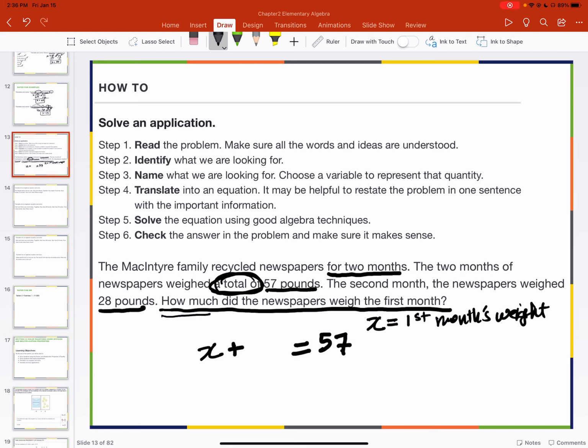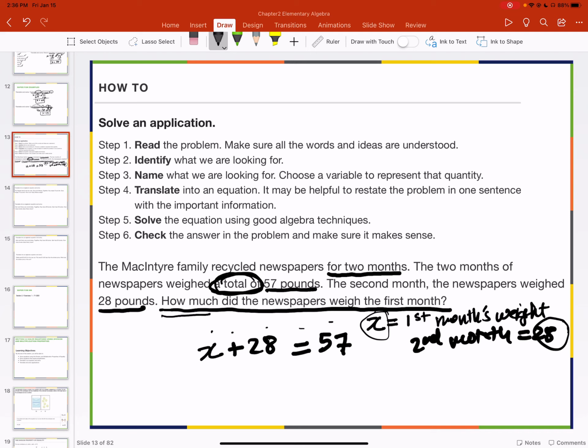Now it says here the second month, the newspaper weighed 28 pounds, right? So second month's weight was 28 pounds. So we're going to add first, which is X, and we're going to add that to the second month, which is 28, and that's going to equal the total of 57 pounds, okay? So boom, all these words simplified, translated to one algebraic sentence. It's very beautiful. X plus 28 equals 57.